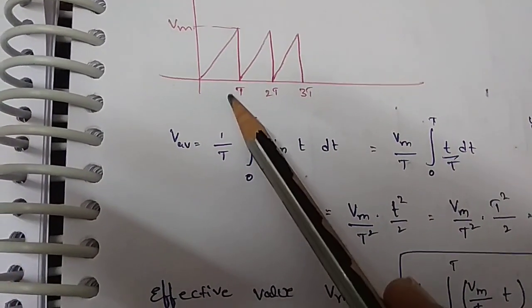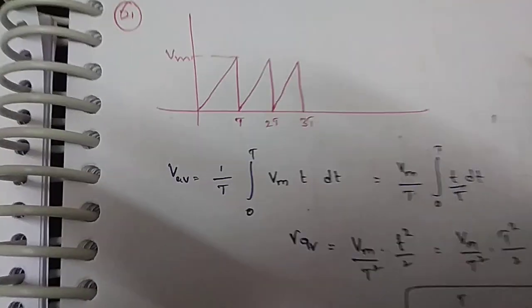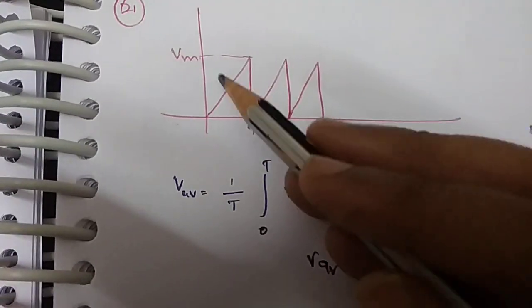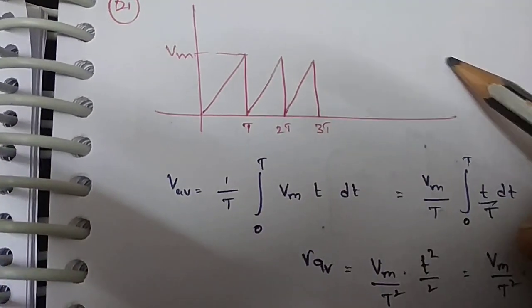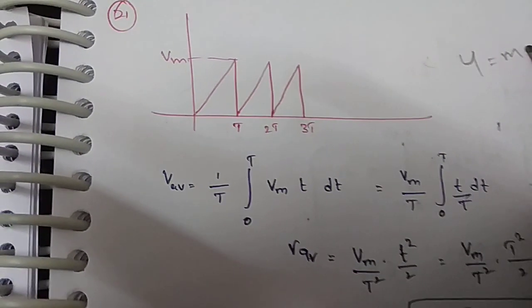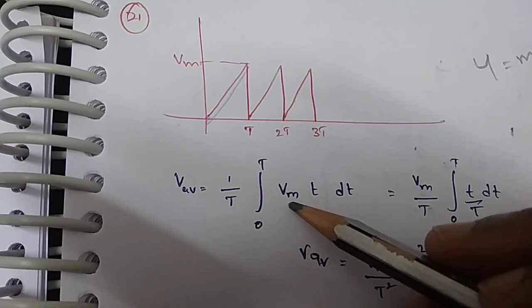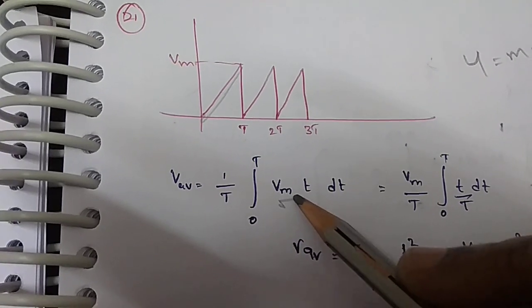For time being, let's quickly go with the triangular waveform also. For the triangular waveform, the time period is up to T. Try to calculate this one, because this is in the format y equals mx. It is linear, so the waveform will be Vm t.